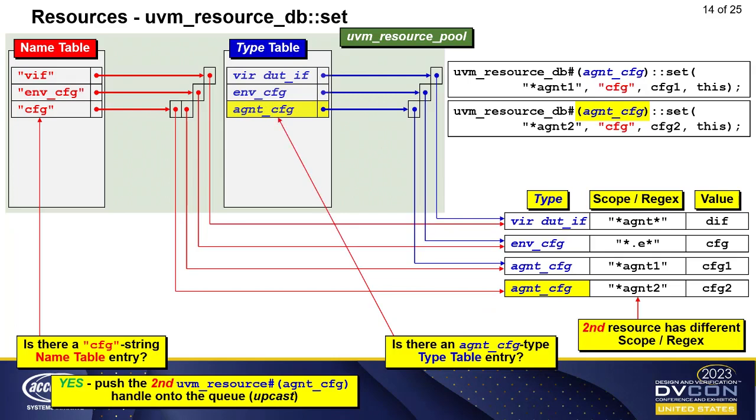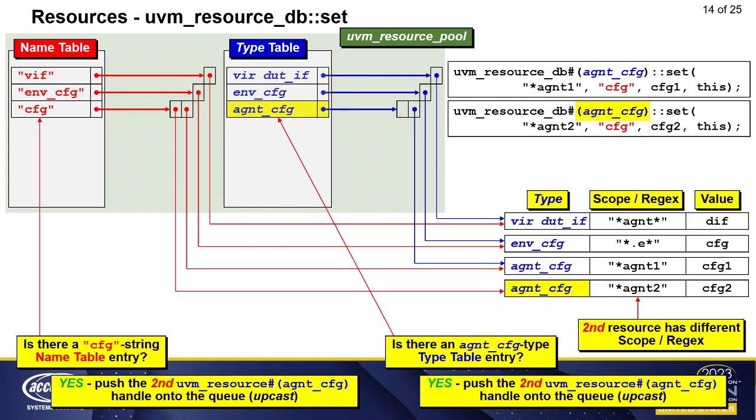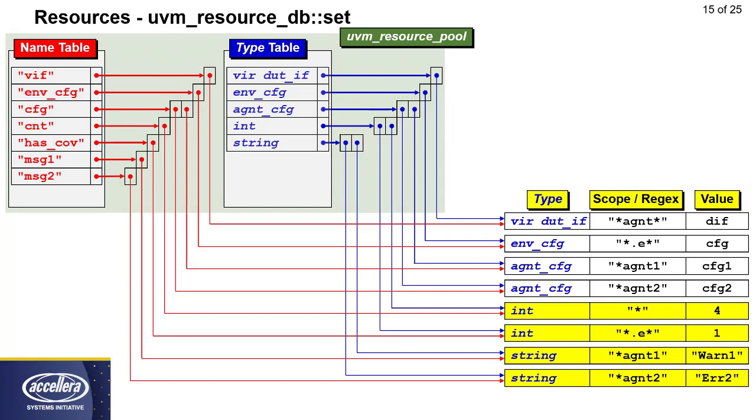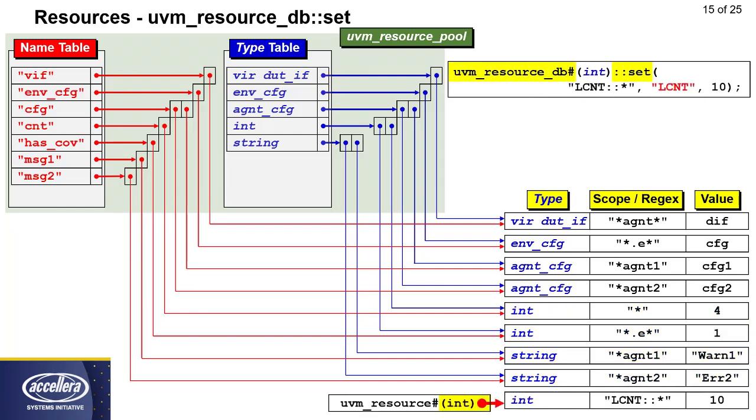This new resource will also be stored at the pre-existing agent config type location in the type table. And since there is already an agent config type table entry, the new agent config typed resource handle will be pushed onto the existing type table queue. Now we see that 4 more resources have been created and stored to various locations in the name and type tables.